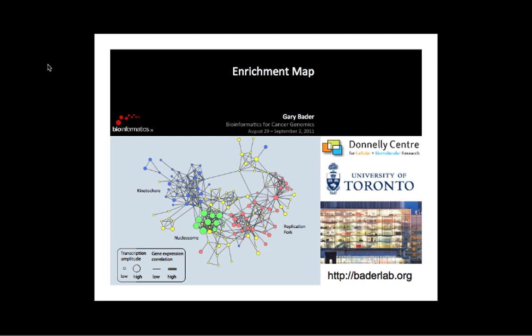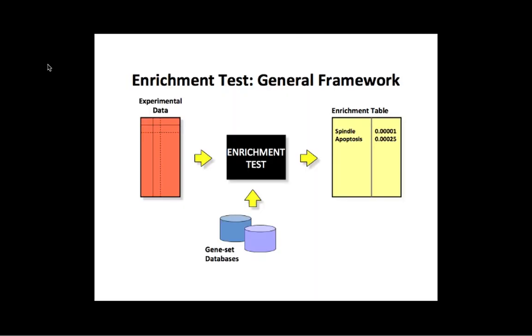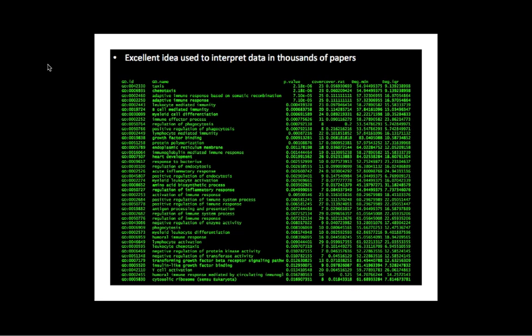I'm going to continue with pathway analysis and talk about the enrichment map. So we learned yesterday that we can use an enrichment test to basically find which pathways are enriched in a list of genes. And this is a great idea. It's used to interpret gene lists in thousands of papers. If you go on the front page of the David website, you'll notice that they're touting the number of citations they've had. That's just one tool. There's thousands of people who use this, so it's a great idea.